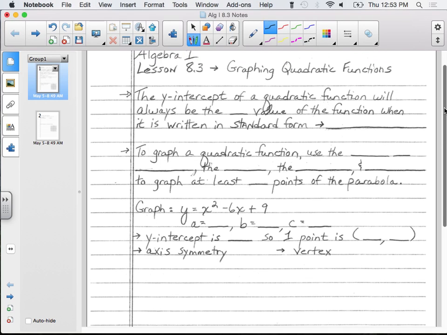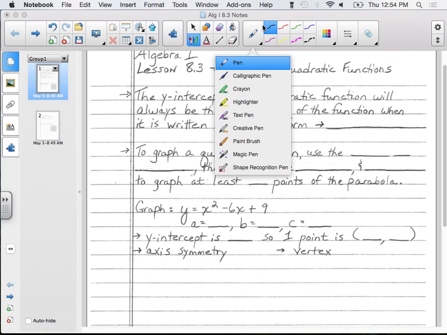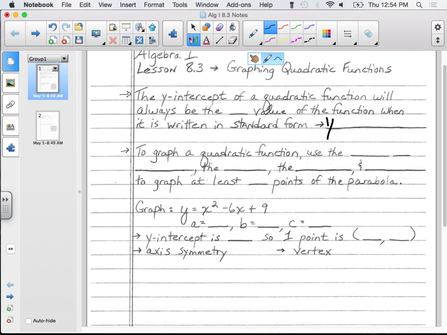All right, so we're actually going to skip that first part here. So the function, when it is written in standard form, what is the standard form for a quadratic function? Is that f of x equals ax squared plus bx plus c? Yep, that is the standard form. y equals ax squared plus bx plus c.